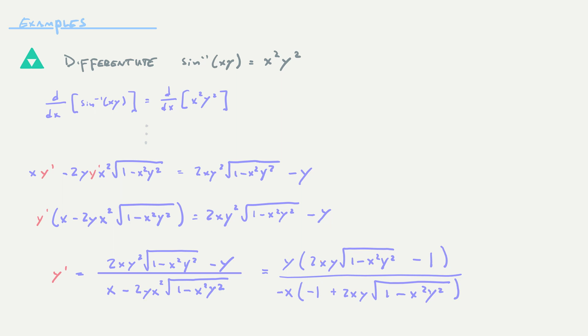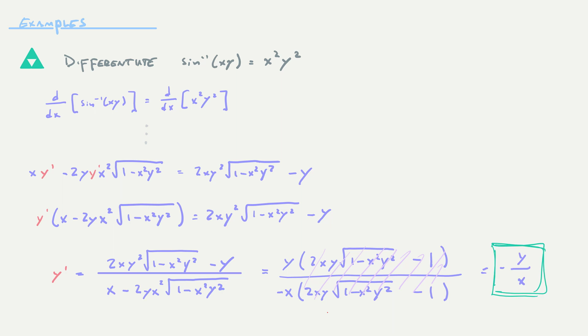If you factor out a y in the numerator, because they both have a y, you get this, 2xy square root 1 minus x squared y squared minus 1. And if you factor out a negative x in the denominator, you get exactly the same thing. It's just written in a different order, but you could flip that if you wanted to. Those cancel, and you just get that the derivative of this thing is negative y over x. So if you want to find the slope at a specific point where you're given an x and y coordinate, you just divide the y by the x, make it opposite, and that's your slope.